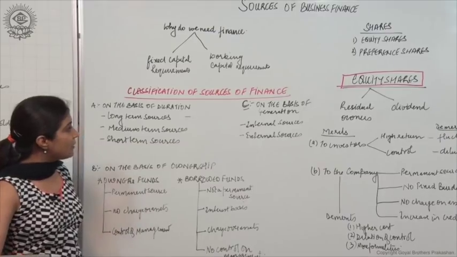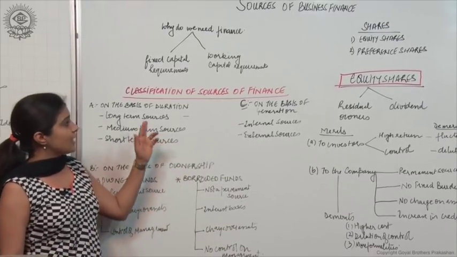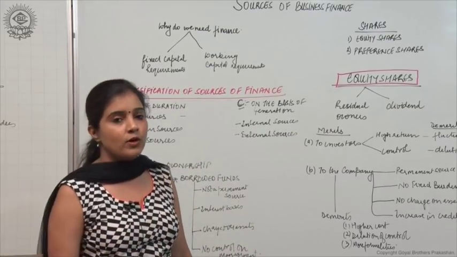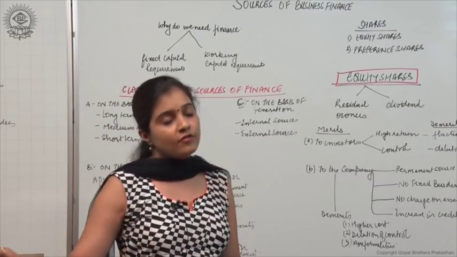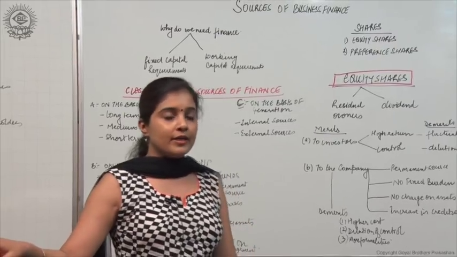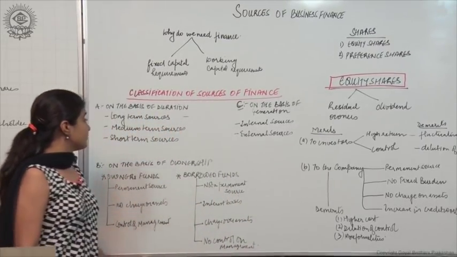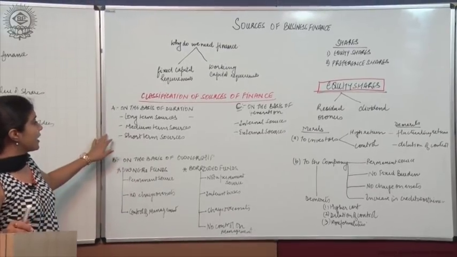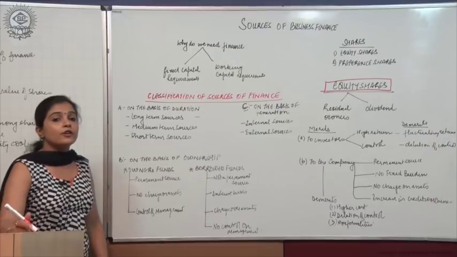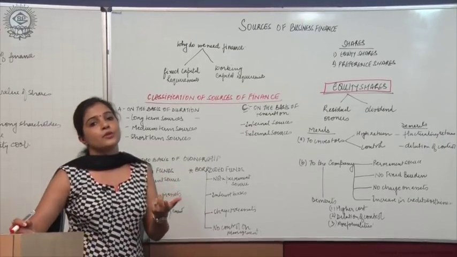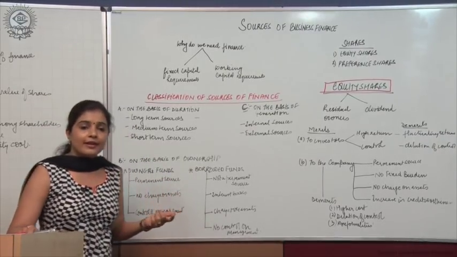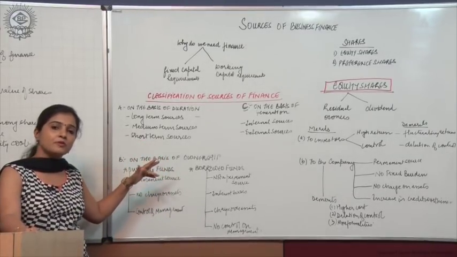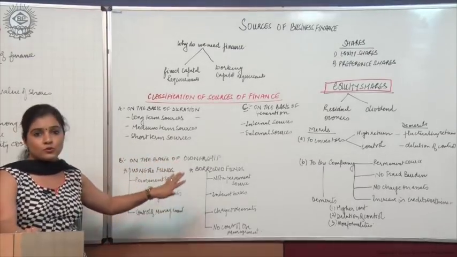Right? Now after that, coming down to classification of sources of finance. In this chapter basically we will be studying what are the different sources from where the business can get money. Right? Now the basis on which we can classify sources of finance, number one is on the basis of duration, that is a time period for which we require money. Right? It can be categorized into three parts, that is your long-term sources of finance, medium-term sources of finance and short-term sources of finance.